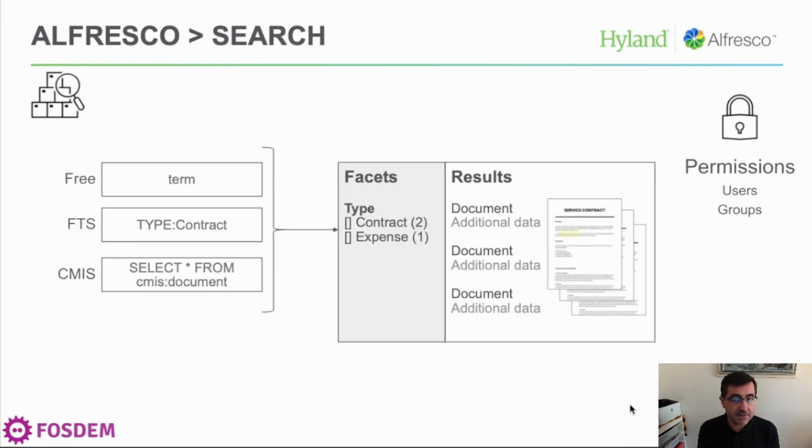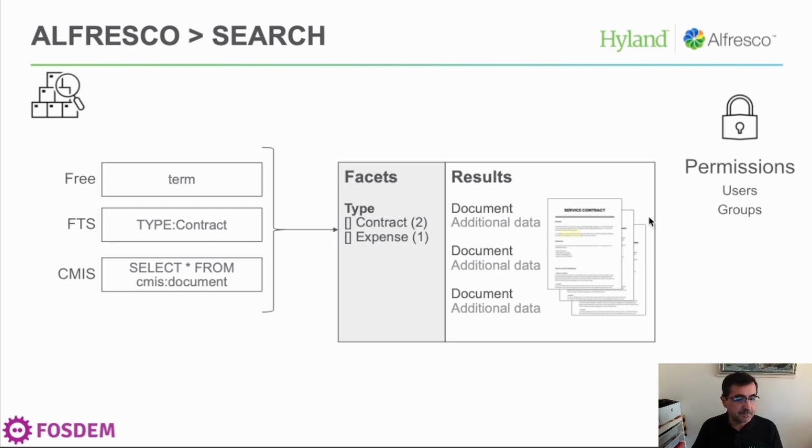If we move to the searching part, in Alfresco we are providing 3 different search syntaxes. The first one is free text, so you can use a term to get information from metadata and content. You can use FTS, which is the Alfresco syntax, so you can combine your terms with the values of some properties, in this case like the type contract. And finally we have the standard CMIS, which is related to SQL. It's like the SQL syntax, and also allows you to create some filters and conditions on your documents.